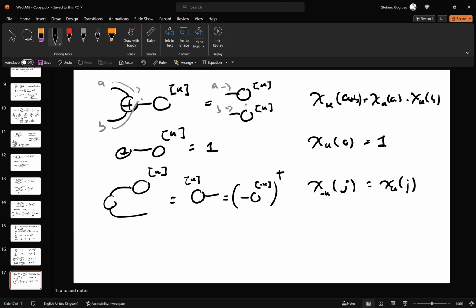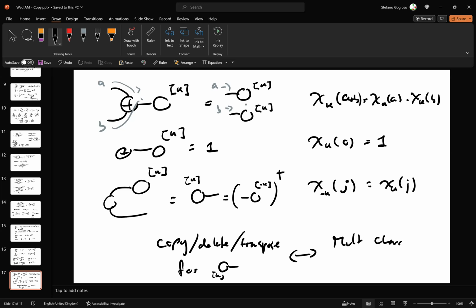So they are the three rules. Copy, delete, and transpose for these states are exactly the rules for multiplicative characters, which are group homomorphisms from Z_D into S1. So that's the statement that they respect addition, they turn addition into multiplication, send 0 to 1, and they turn conjugates into inverses.